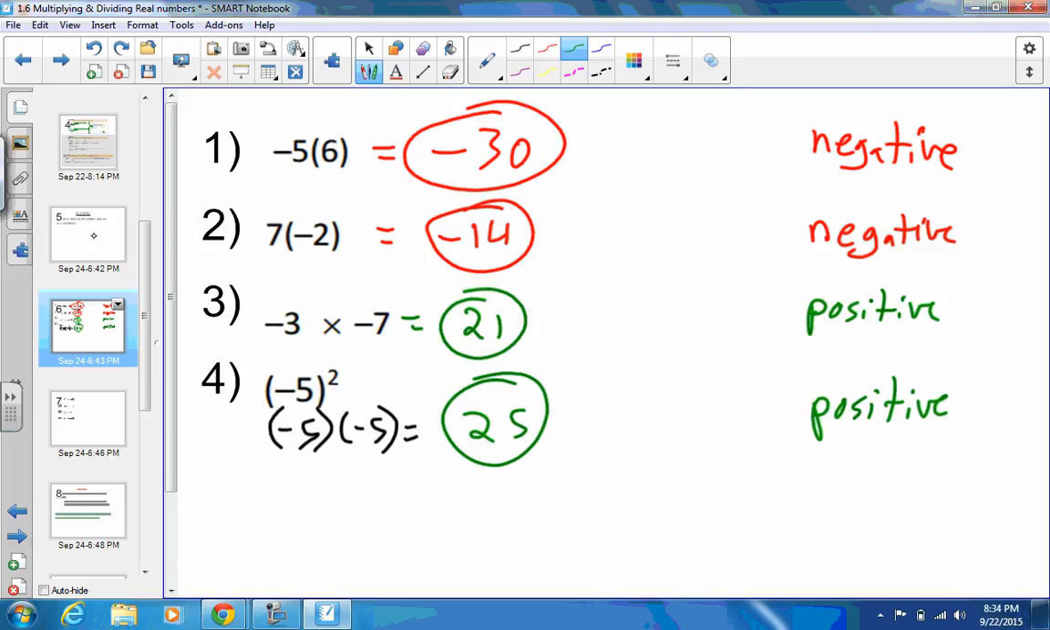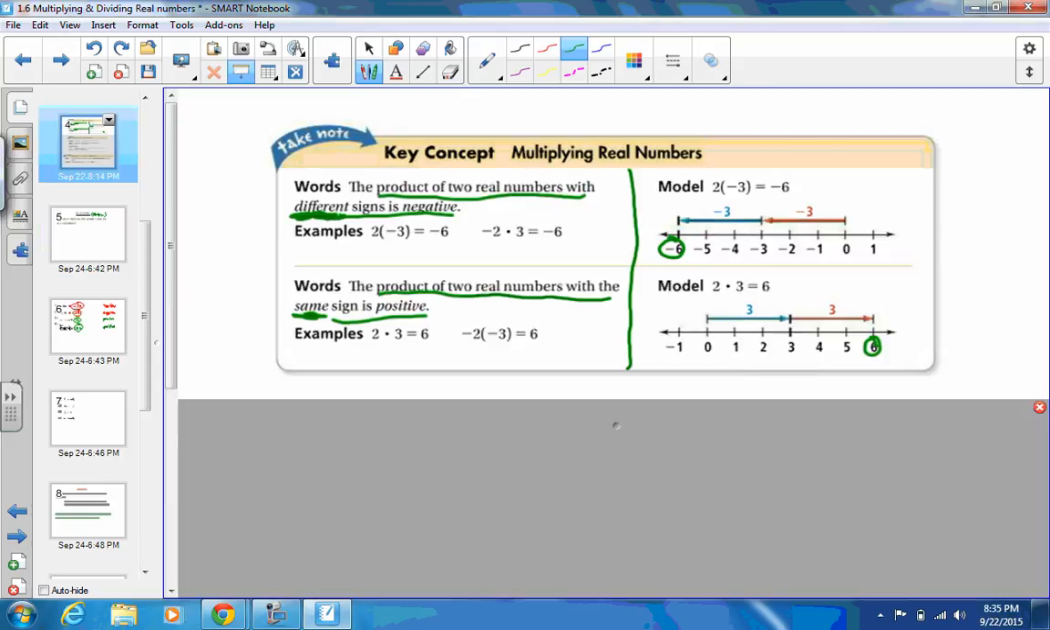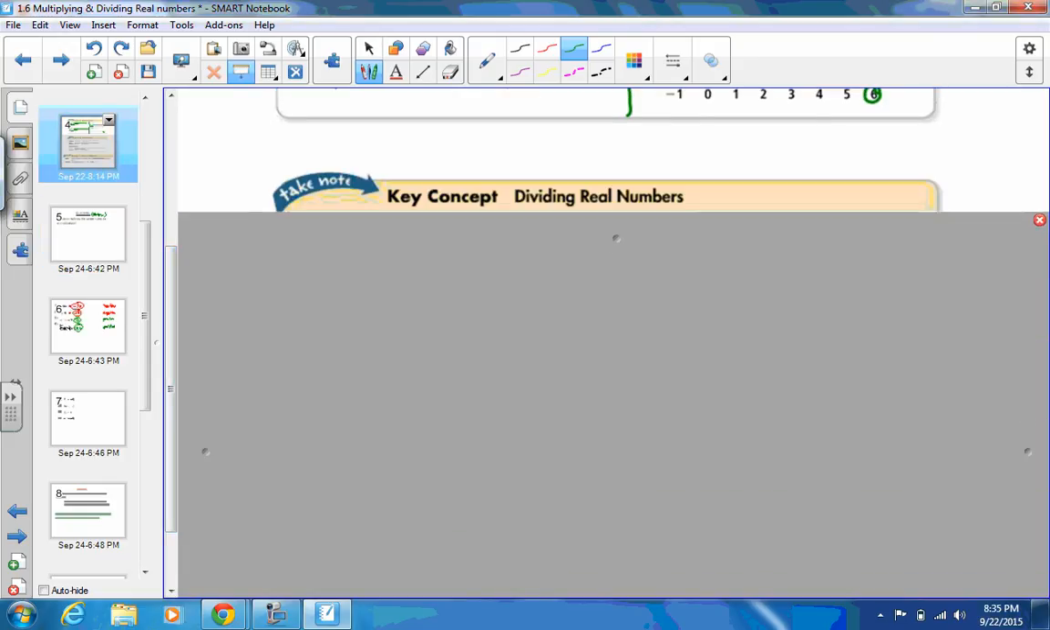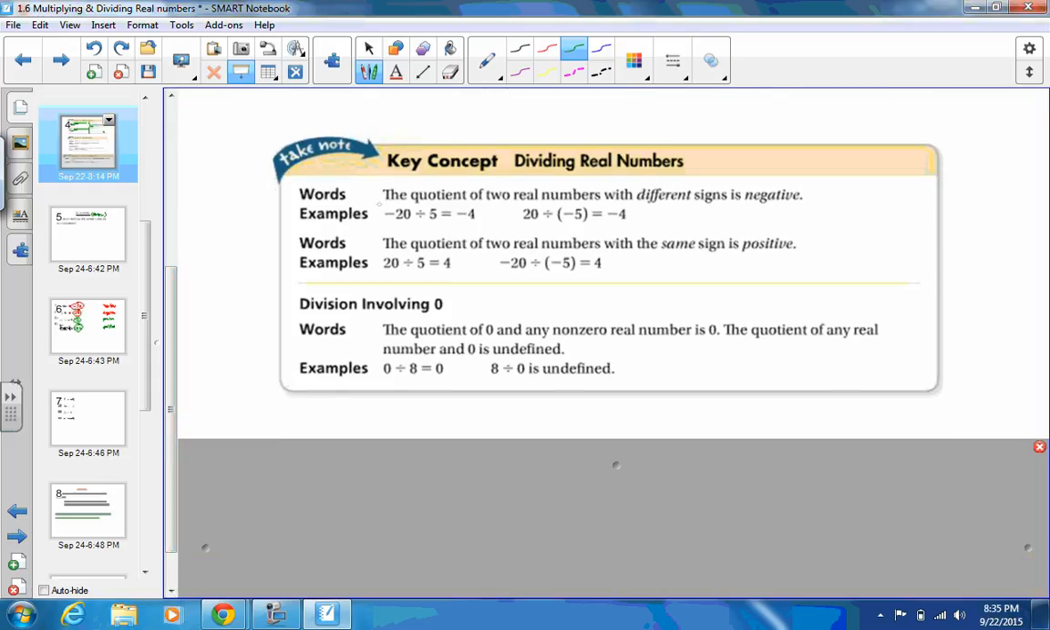All right. Now, quotient or division. Follow the same rules when you're dividing two numbers. So let's pull this down and say, what about division? Here's our key concept for division. The quotient of two real numbers with different signs is a negative. Just like two different signs with multiplication is a negative. If you have two different signs for division, it is also a negative.